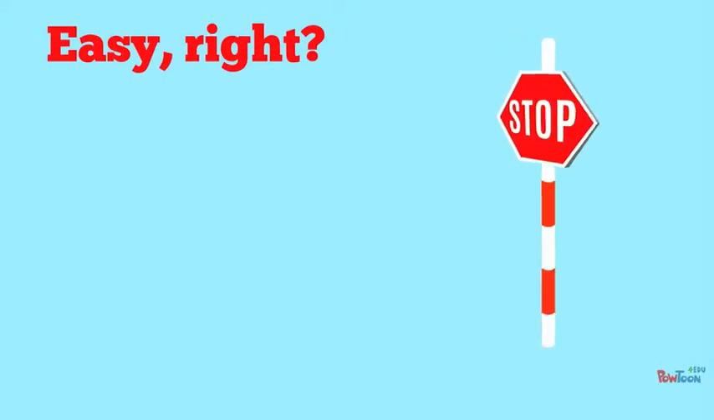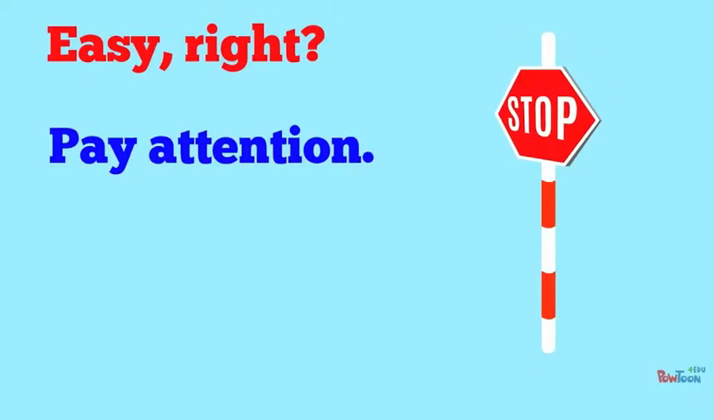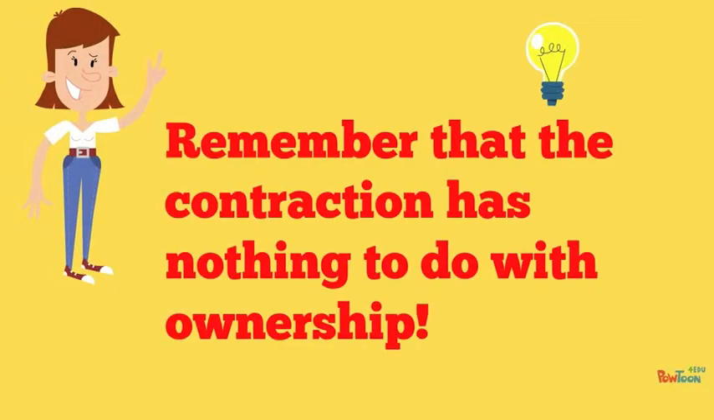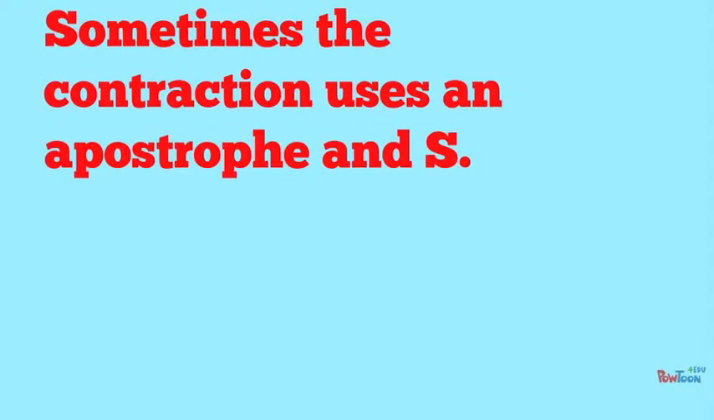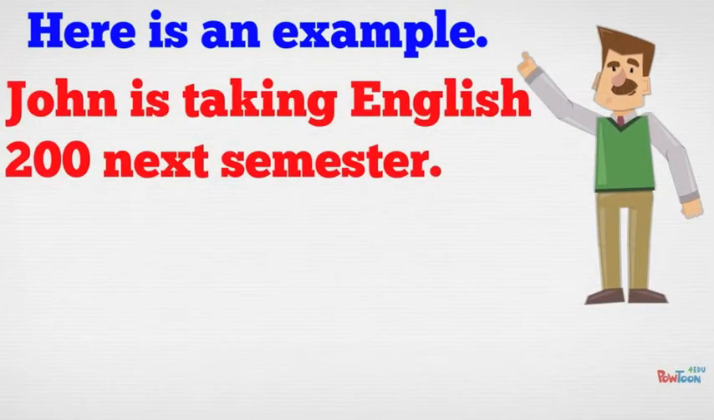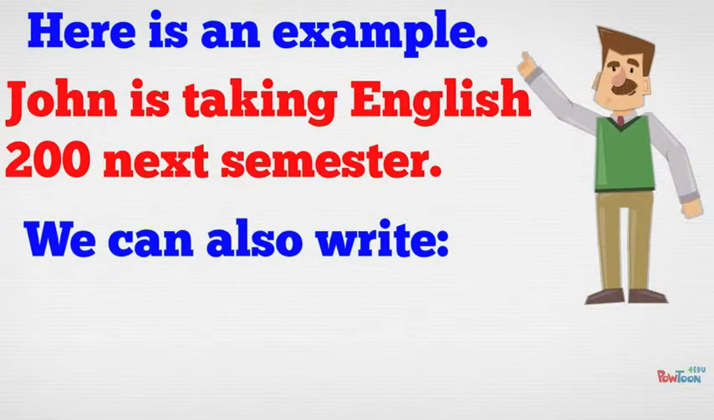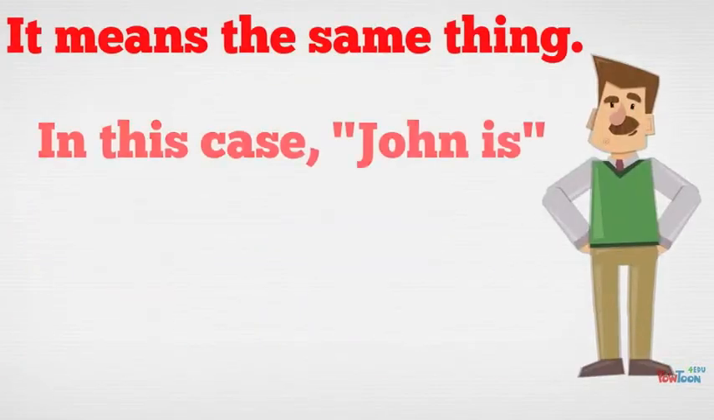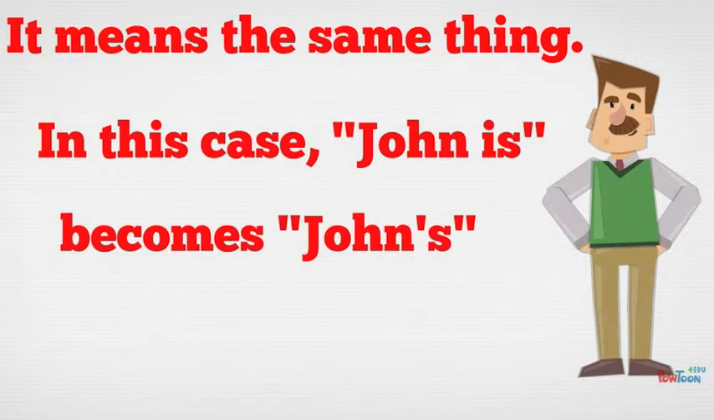Easy, right? Pay attention. Here's where it gets a little tricky. Remember that contraction has nothing to do with ownership. Sometimes the contraction uses an apostrophe and S. It may look like a possessive, but it is not. Here's an example. John is taking English 200 next semester. We can also write, John's taking English 200 next semester. It means the same thing. In this case, John is becomes John's. Easy, right?